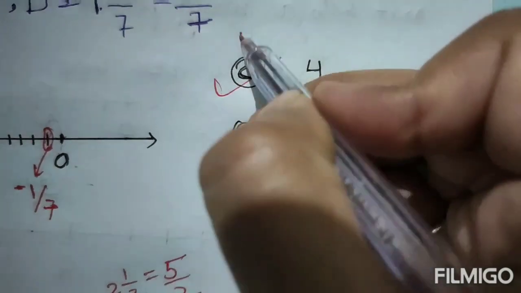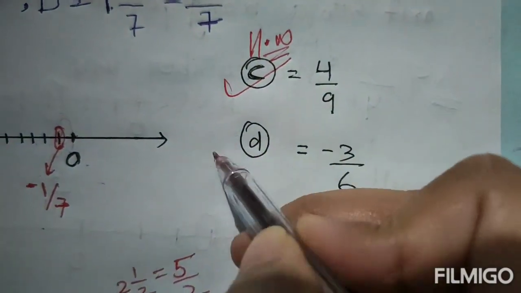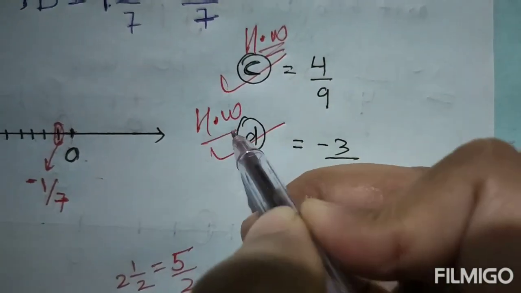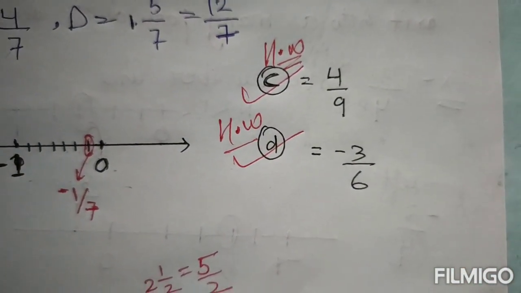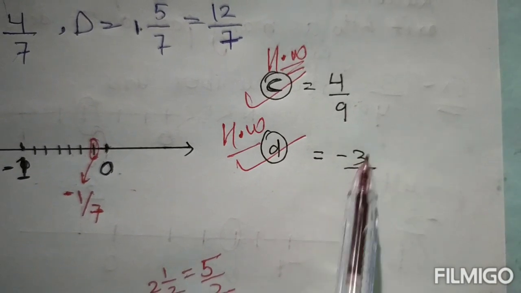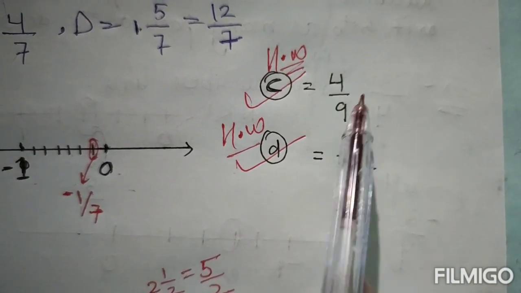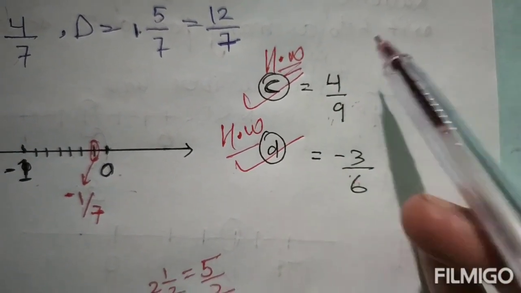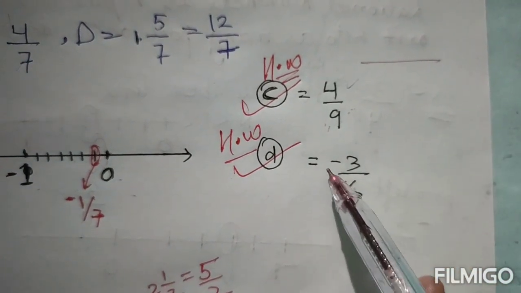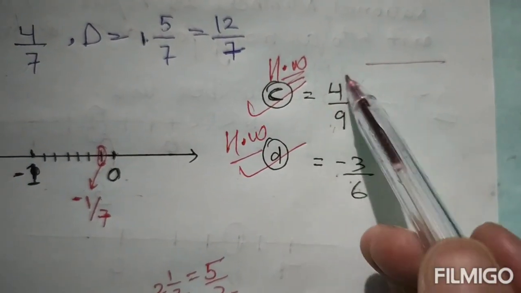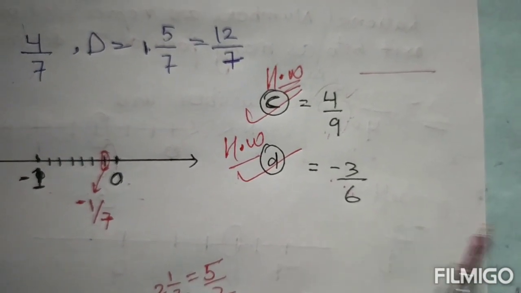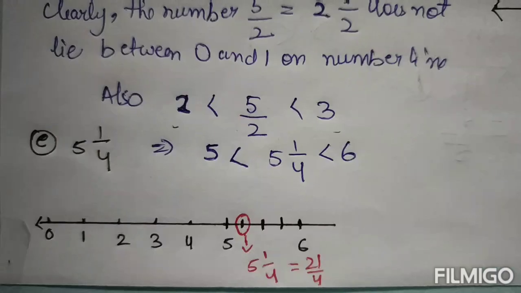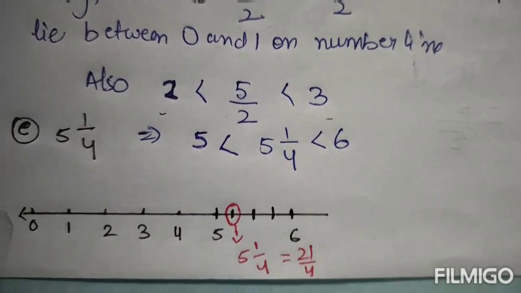These two are your homework. You have to represent both 4 by 9 and minus 3 by 6 on the number line. You can see both are lying between 0 and 1 as the numerator is less than the denominator. The negative one will be between minus 1 and 0, and the positive one will be between 0 and 1. Clear? C and D is your homework.